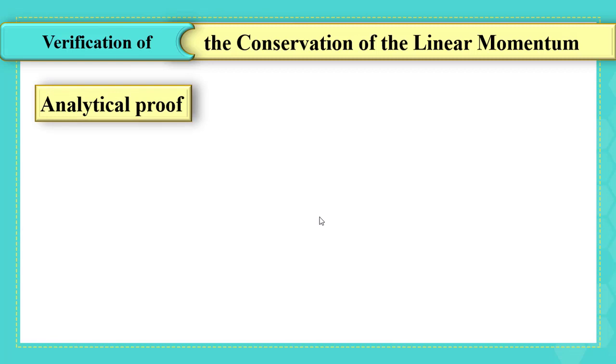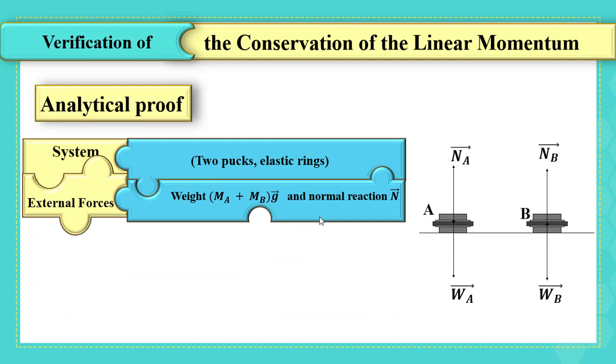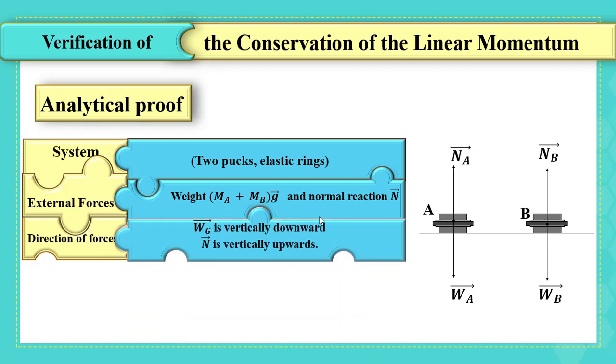starting from defining the system that we are studying, which is the two pucks and elastic rings. What are the external forces acting on this system? We have the weight of the system, which is (MA plus MB)g, and the normal reaction. What are the directions of these forces? Weight is vertically downward, whereas N is vertically upwards.